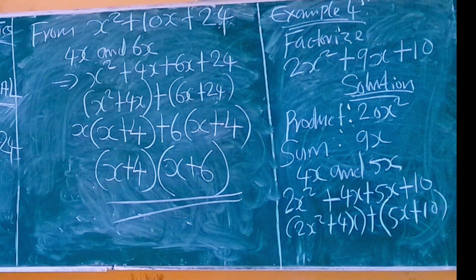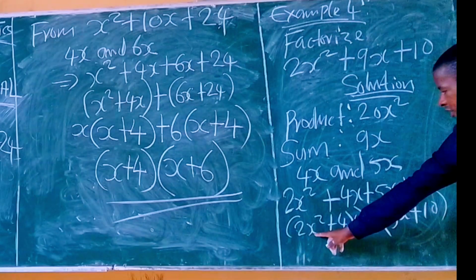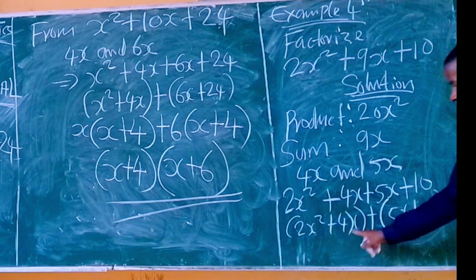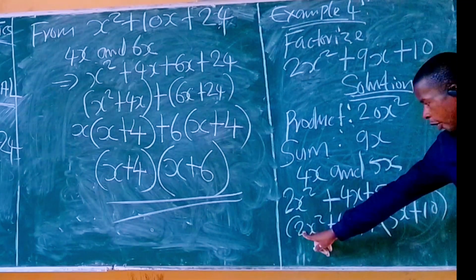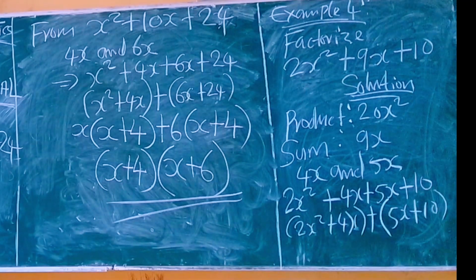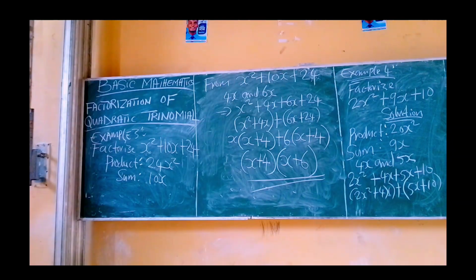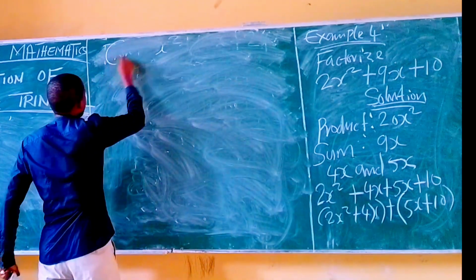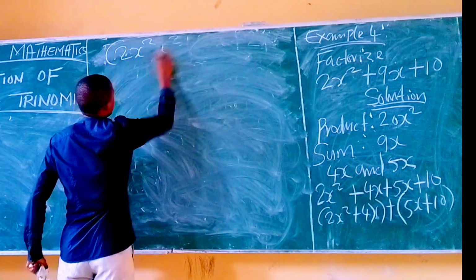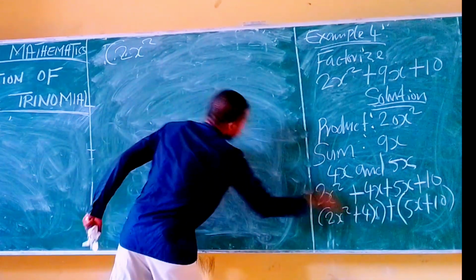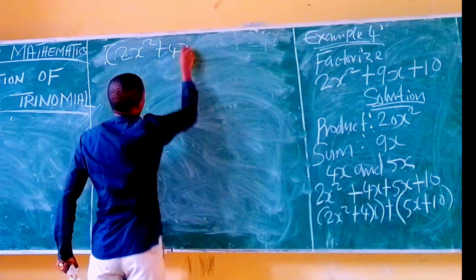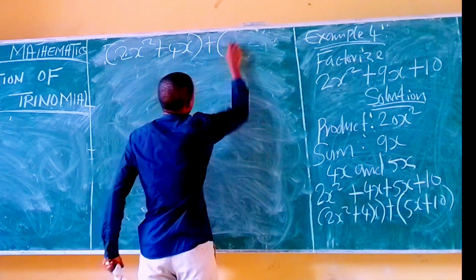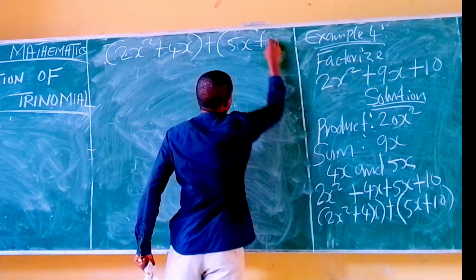Now at this point, know that x is common here and x is common here, right? 2 is also common here and here. So you factor out 2x. Now you have bracket 2x squared plus 4x, bracket close, plus bracket 5x plus 10, right?